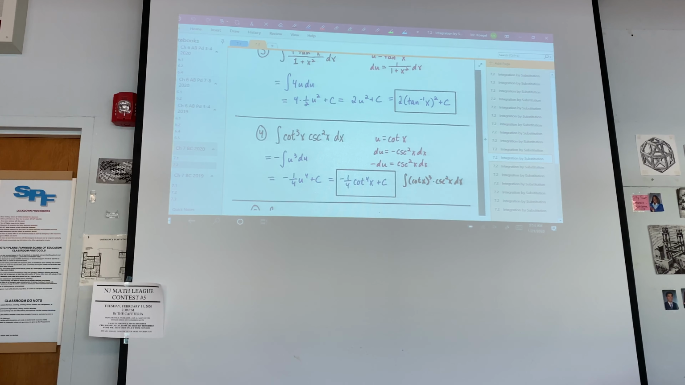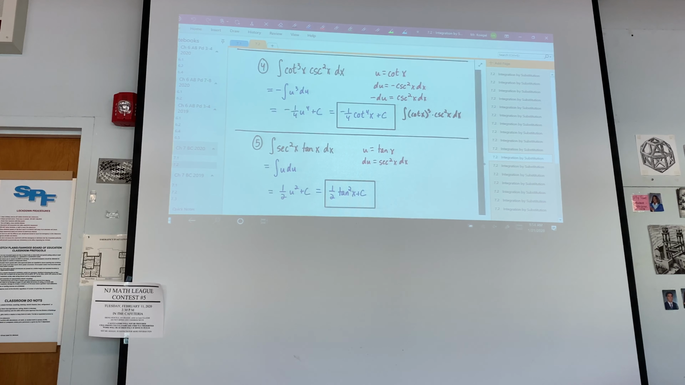5, this is set up very well. Secant squared of x is the derivative of tangent of x. Notice in none of these problems have we said anything about rewriting in terms of sine and cosine. You get u du, so the antiderivative of u du is 1/2 u squared plus c. Anything on 5?